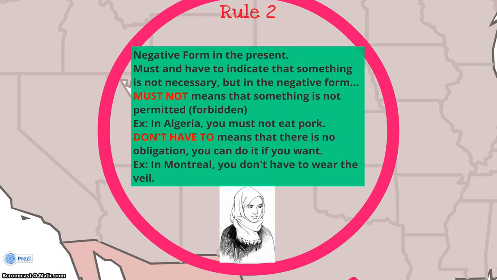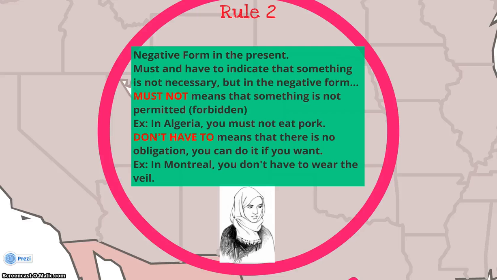Rule number two. In the negative form, in the present, must and have to indicate that something is not necessary. But in the negative form, must not means that something is not permitted, so it is forbidden. Example, in Algeria, you must not eat pork. So it's almost a law that you cannot eat it.